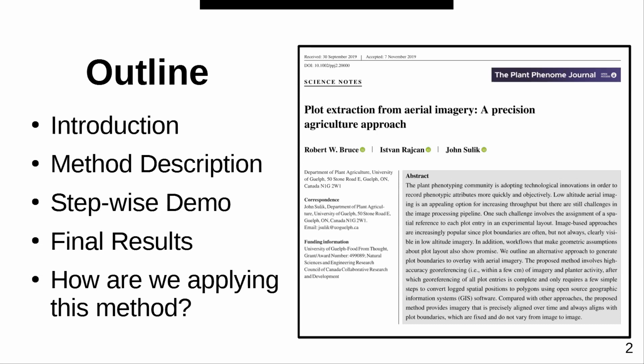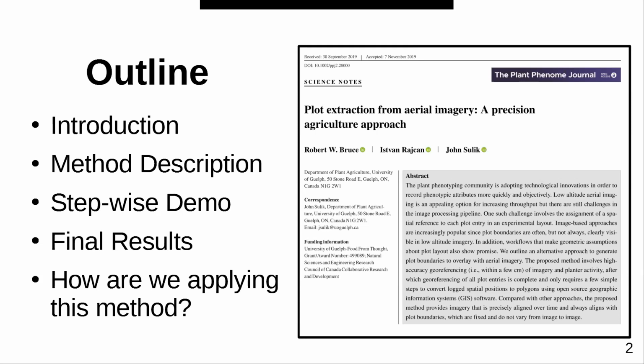So I'll give a brief outline. We'll go over a little introduction of why we came up with this method. I'll give a description of the method, as well as demonstrate a couple of the steps of why you might want to use this and how you might go about doing that. I'll show some final results of our data layers on top of each other, so you can see how it might benefit your own research. And I'll end with just a couple slides on how we've actually used this method already to speed up some of our research objectives.